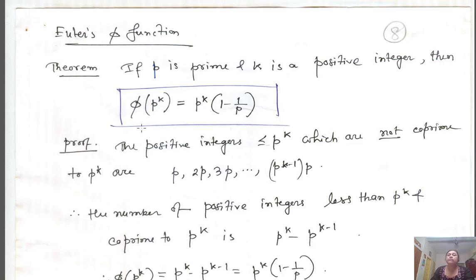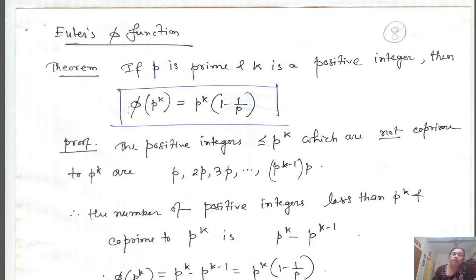Okay, so this we can prove utilizing the definition of phi function. So what is phi of p to the power k? The phi of p to the power k is the set of positive integers which are less than or equal to p to the power k and co-prime to p to the power k. So we have to show that this number is this.